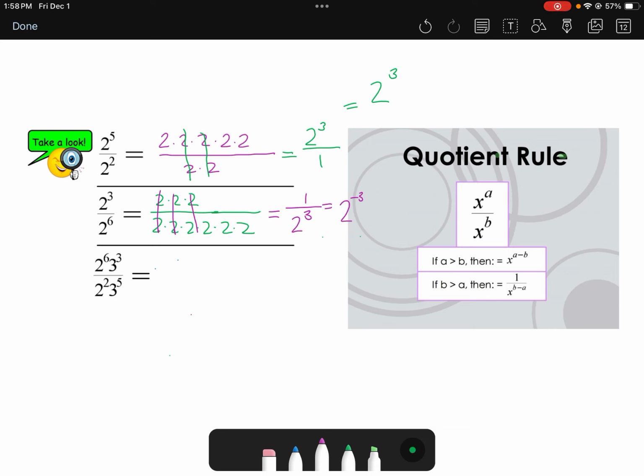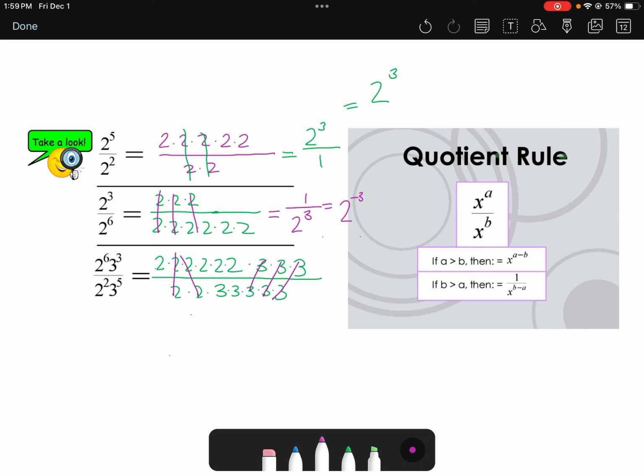Okay, let's look at the next one. So I have 2 to the 6 over 2 squared. Again, we're not sure, so some of you may have got the rule already, but let's check it out. So I have 2 times 2. We're just going to go ahead and do this, and again, this is really helpful if you don't like to memorize the rules. Just write it out by hand, and then you can see what happens, because again, you're going to get the same answer either way.